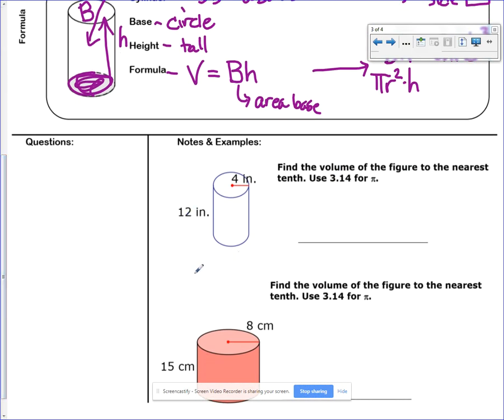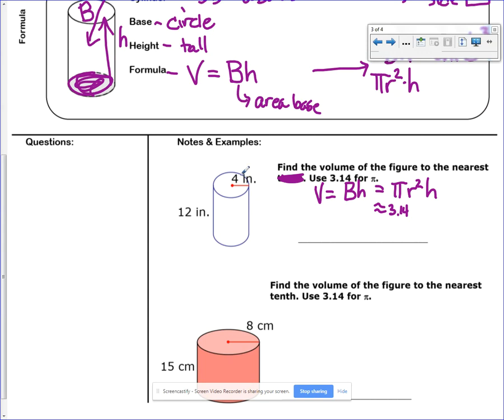So let's tackle these now. Here's a cylinder. Okay, find the volume. And I'm going to say, let's go to the nearest hundredth because we're using 3.14 for pi. So let's see what happens here. My volume formula says this: area of the base times the height. That means we're going to have to take pi times the radius squared, that's the area of the base, times the height.